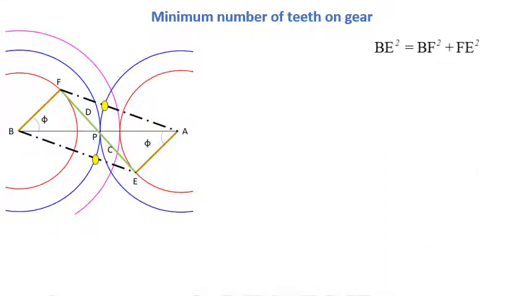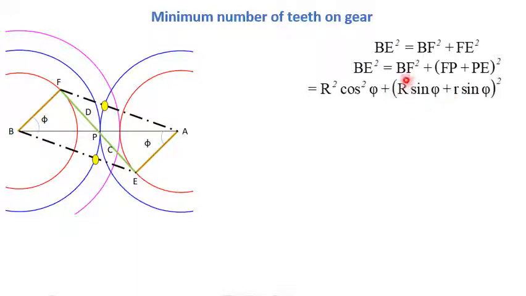So BE square can be written as BF square plus EF square. By using Pythagoras theorem, in this triangle BEF, BE square can be written as BF square plus EF square. Here EF can be written as FP plus PE. Therefore in place of EF, write it as FP plus PE.